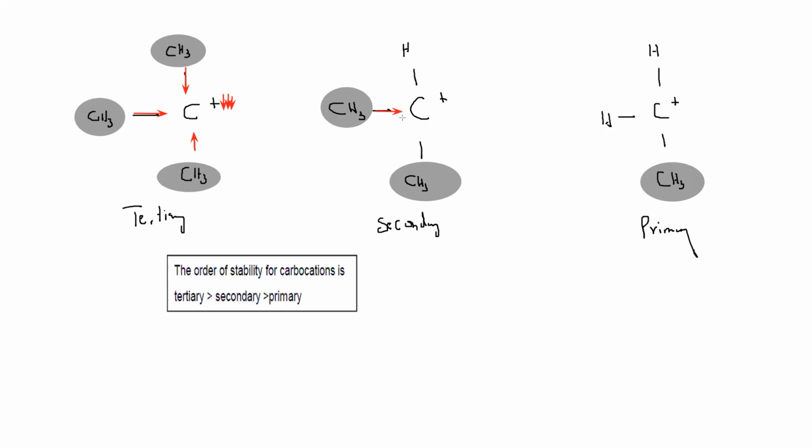Here, 2 carbon chains tend to donate their electrons. So the positive charge will decrease, but compared to tertiary, it will be less stable. But in case of primary, only 1 carbon chain tries to donate electrons, so the positive charge will decrease, but compared to tertiary and secondary, this will be the least stable. So when we compare the stability, the tertiary carbon cation is more stable than secondary, and the secondary is more stable than primary.